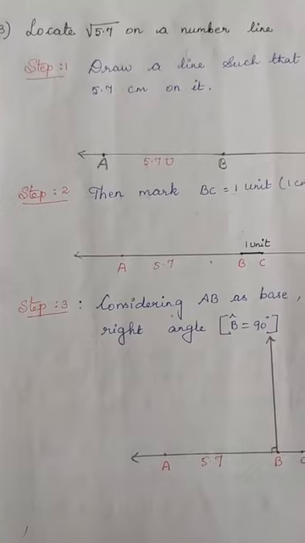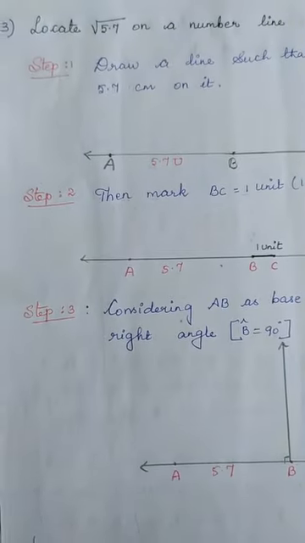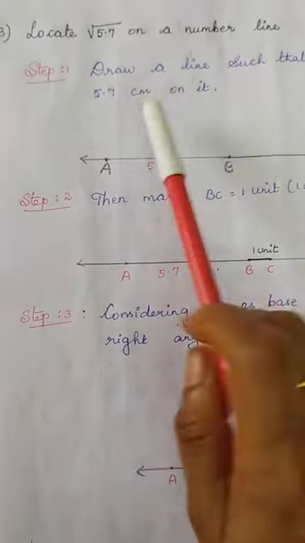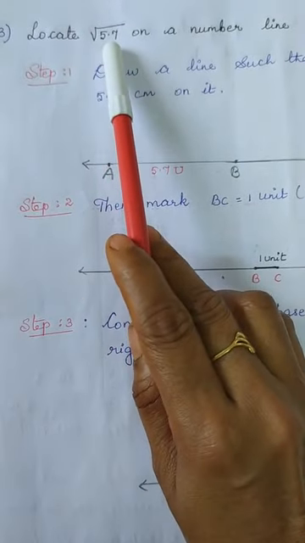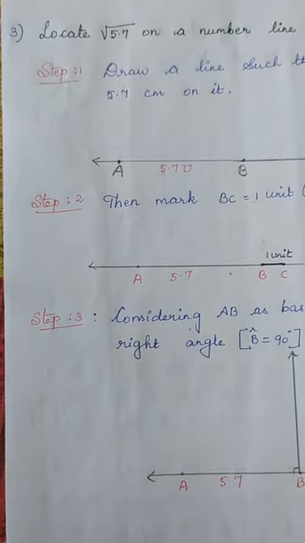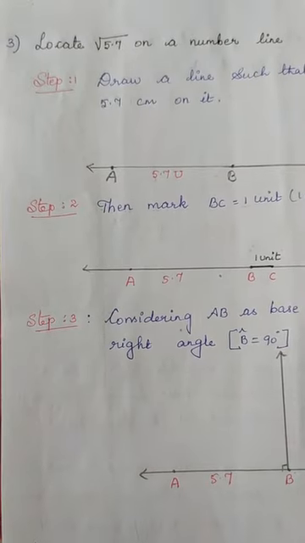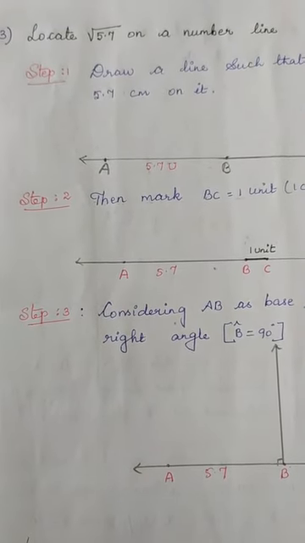Now we will learn how to locate root of decimal numbers on a number line. Here the question is: locate root 5.7 on a number line. Now we will learn step by step.